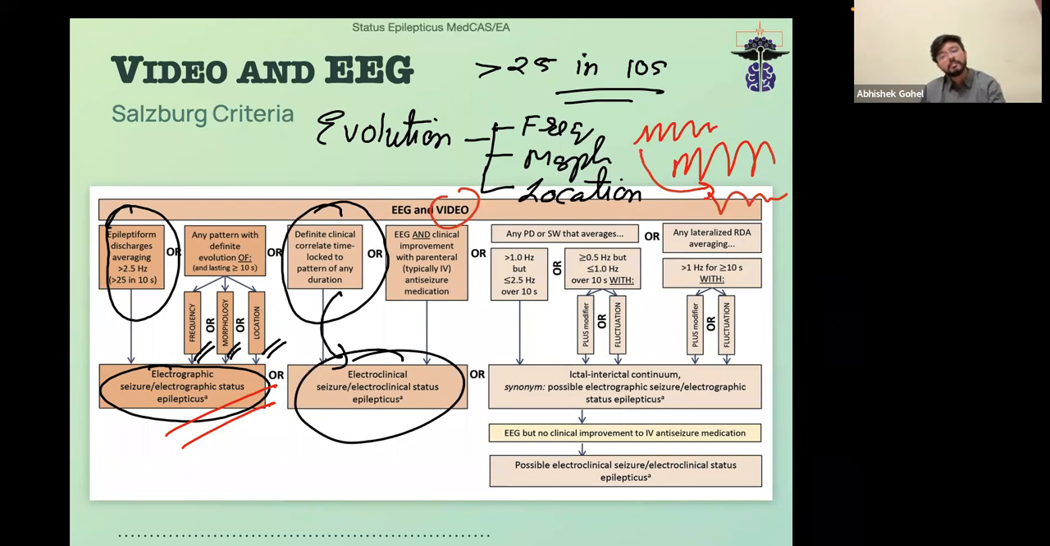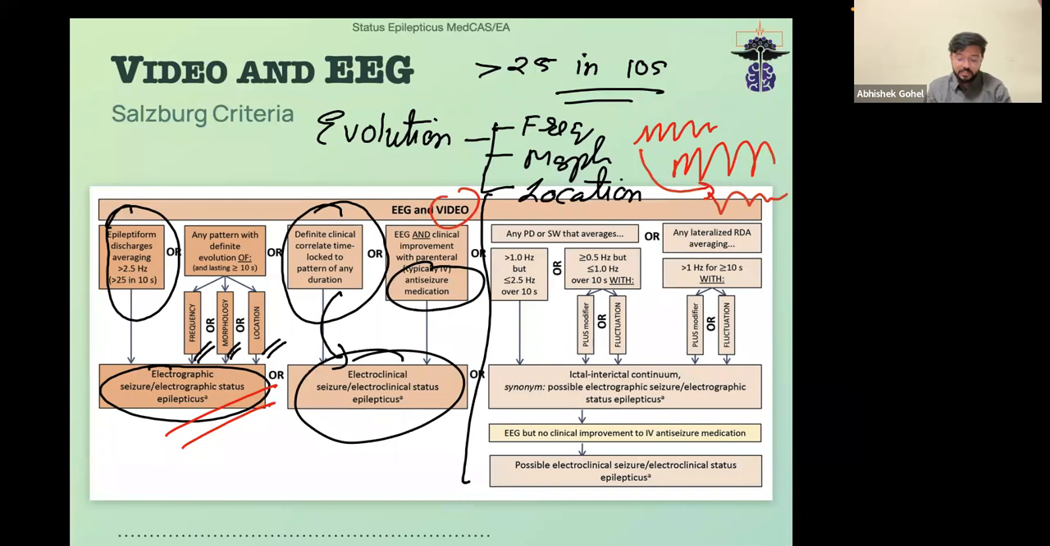If you do not have the video, but you are seeing the patient clinically, and if you give an anti-seizure medication with which there is both EEG and clinical improvement, still you can diagnose it as electroclinical seizure, electroclinical status epilepticus.